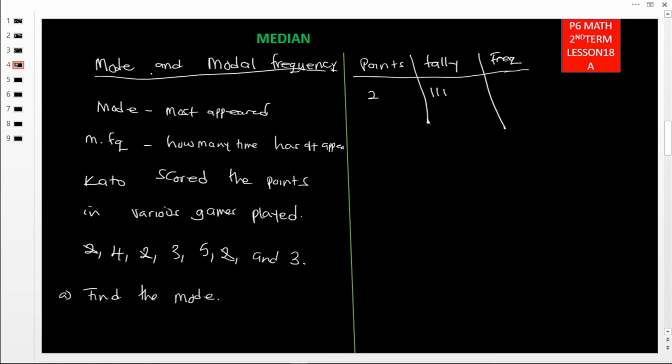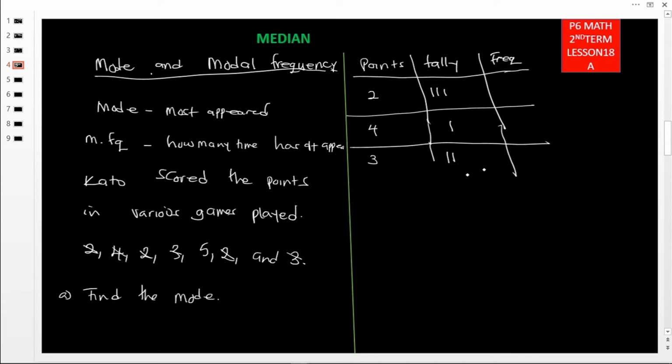Then after that we go to another point. What is that point? 4. So we go to 4 here. How many 4's do you have? 1, so it is tally 1. Do you have any other 4? We don't, so we go to the next number. Let us go to a 3. How many 3's are we having? This one and this, so 1 and 2 3's.